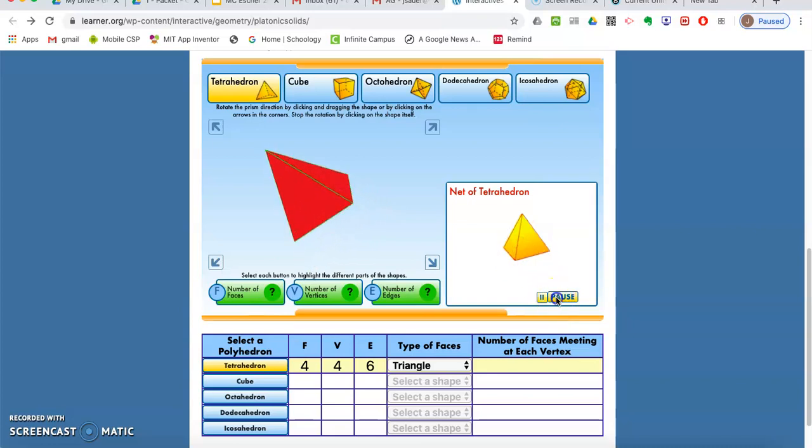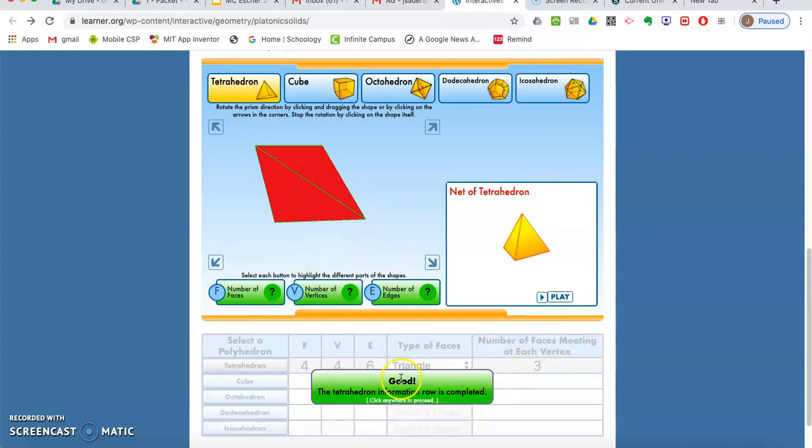If I look at each vertex, like right here, I see that these 2 sides and the bottom all meet at this point. And part of that symmetry is every single vertex will have the same answer. So there are 3 faces here meeting at each vertex. So it says, good, the tetrahedron information row is completed.